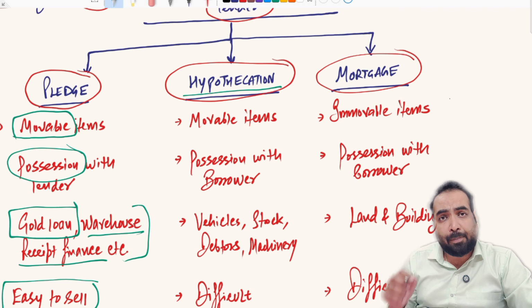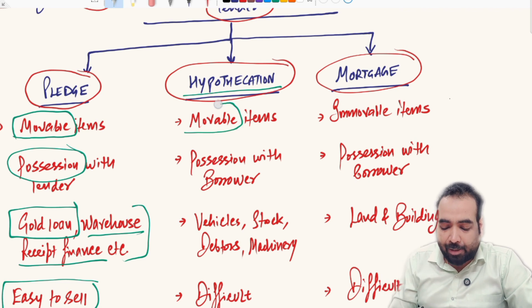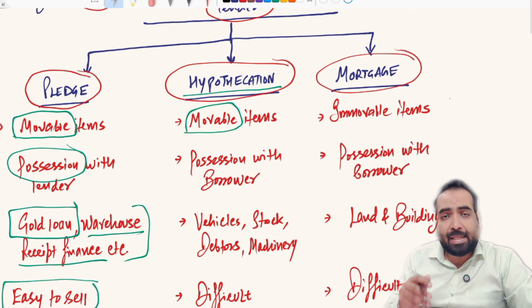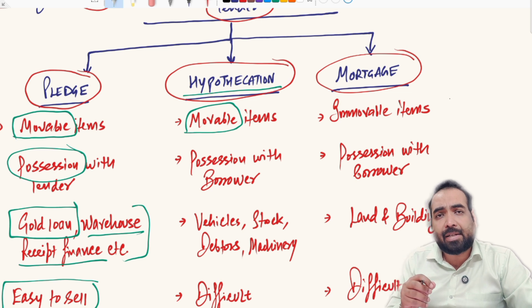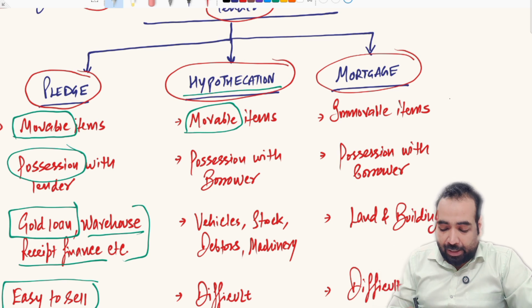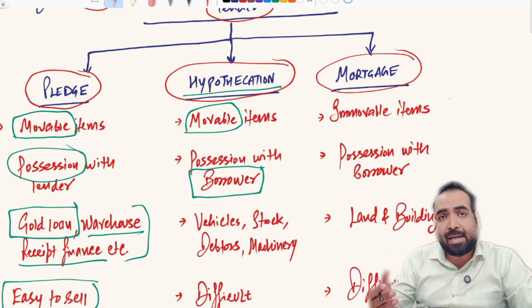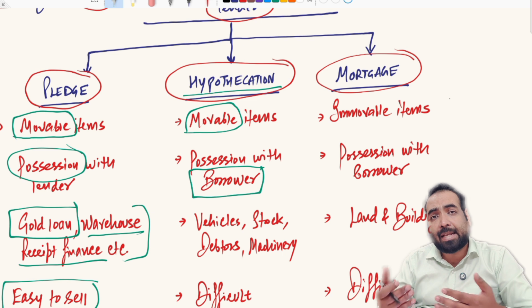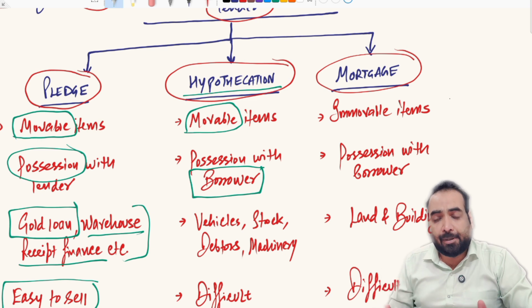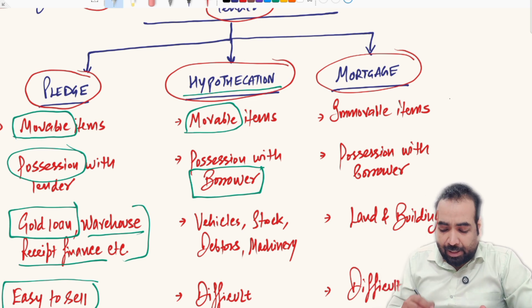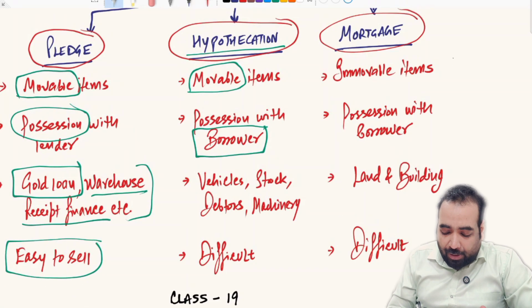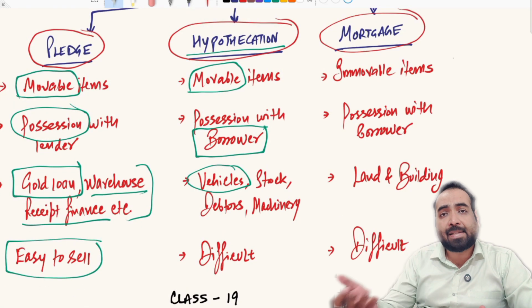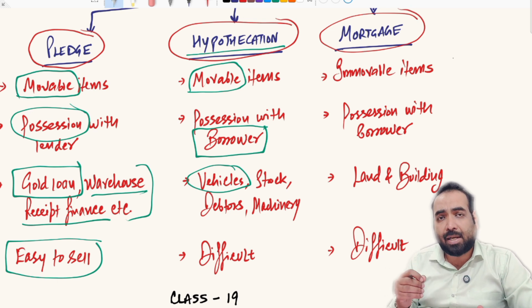The second type is hypothecation. Now, what is hypothecation? Hypothecation is also done for only movable items, but the only difference is that the asset on which charge is created remains in the custody of the borrower. The bank or lender does not take that asset in their own custody, right? So what are the examples of these types of agreements? Auto loans, vehicle loans. When you finance a car, the car remains in your custody, right? The bank has a charge on the car, but the car remains in your custody.